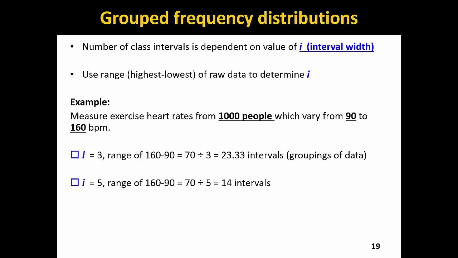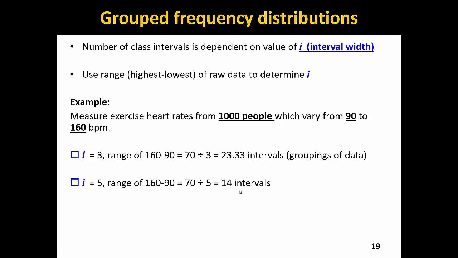So then we move to the next odd value up, I equals 5. We have the same range, so that hasn't changed, it's still 160 minus 90, but this time we divide it by 5, and that will give us 14 intervals. So this is much better, but it's still a little bit higher than the 10 to 12 goal that we're shooting for.